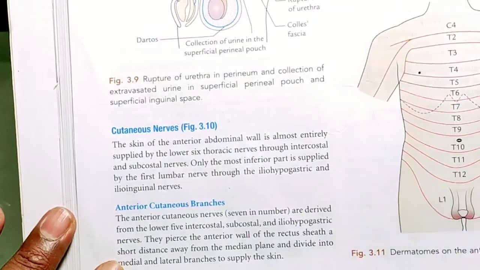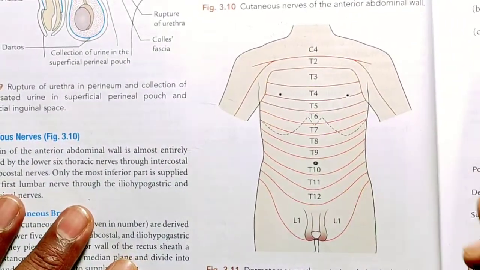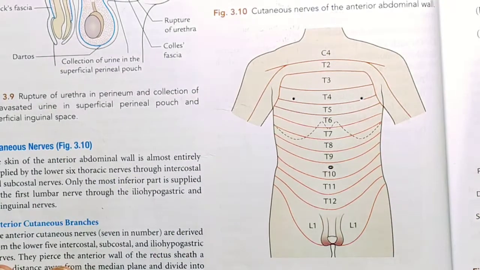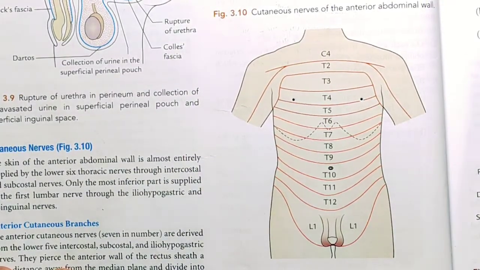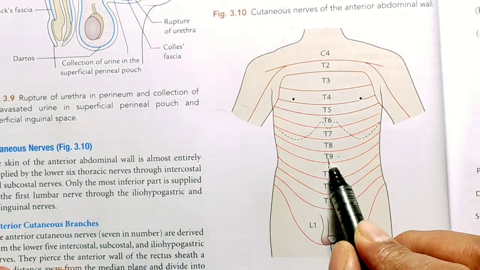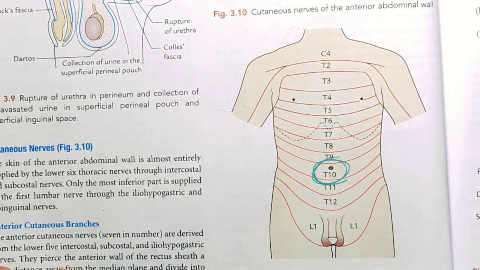Also, the umbilicus forms a very important landmark for the 10th dermatome level, which is important to know since some clinical significance is related with inflammation of the appendix. Here the referred pain occurs. That's why it is important to know the level of the T10 dermatome.